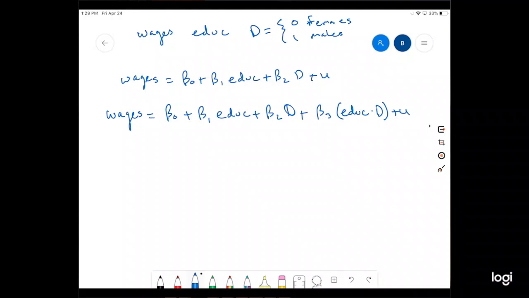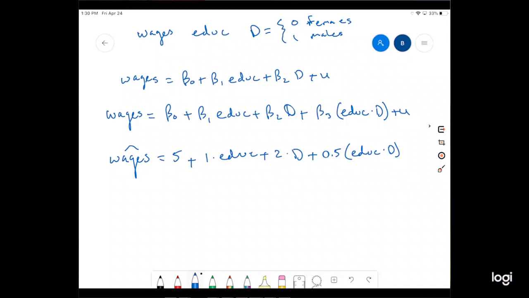Okay, now suppose you estimate this regression and you get the following sample output. Let's say you get 5 plus 1 times education plus 2 times the dummy plus, let's say, 0.5 times education times the dummy. So that's our sample output. So it might ask you questions like, what are the expected wages for females with 10 years of education? So let's figure that out.